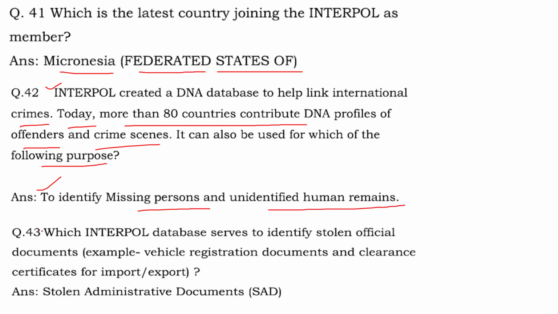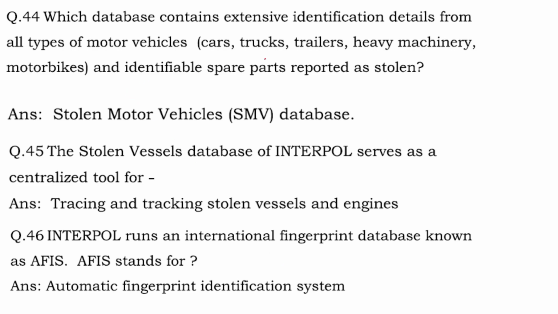Very important. Which Interpol database serves to identify stolen official documents, for example vehicle registration documents and clearance certificates for import and export? So the answer is stolen administrative documents. That is called SAD. Next question. Which database contains extensive identification details from all types of motor vehicles, cars, trucks, trailers, heavy machinery, motorbikes and unidentified spare parts reported as stolen? Stolen motor vehicle, SMV database.